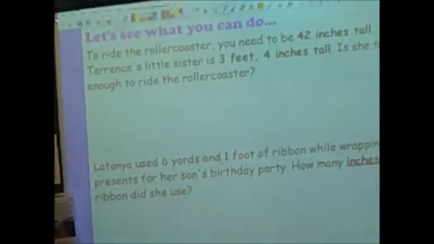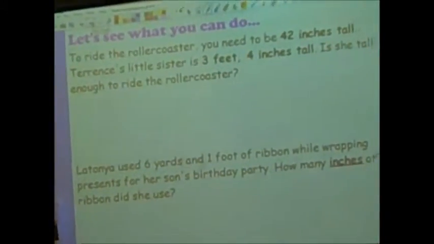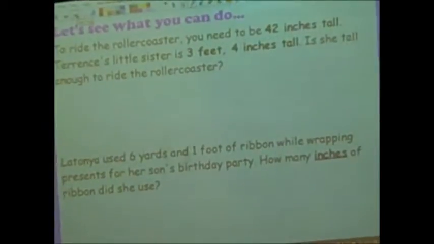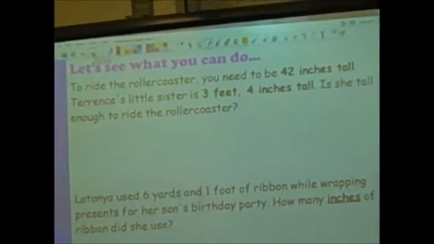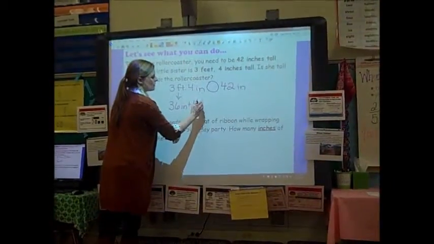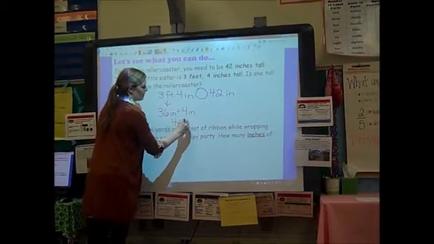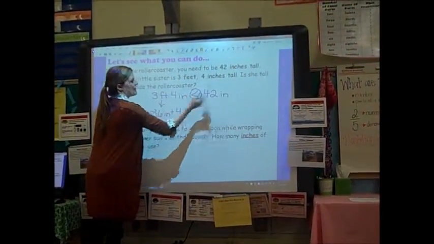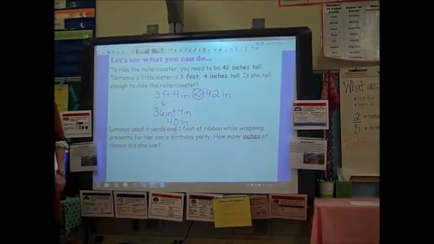What? So let's see what you guys can do. Measurement is something that we typically know and use all the time. So see if you guys can figure these out at your tables. Inches, work with a partner. And you add 4 inches, that's a total of 40 inches, which is less than the height. So no, she is not tall enough.